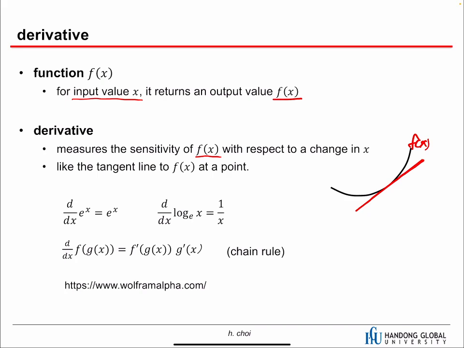Here are two famous examples. The derivative of the exponential function is the exponential function itself. And the derivative of log of x is 1 over x. And I think you're already familiar with the chain rule too. You don't have to worry about deriving all these derivatives by yourself. If you are not confident or are confused with these derivatives, you can check this website and you can get the correct answer.